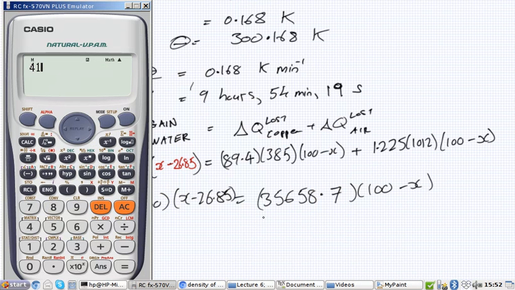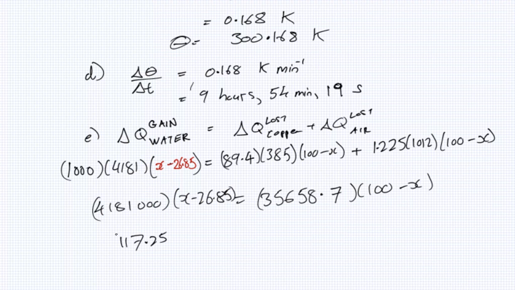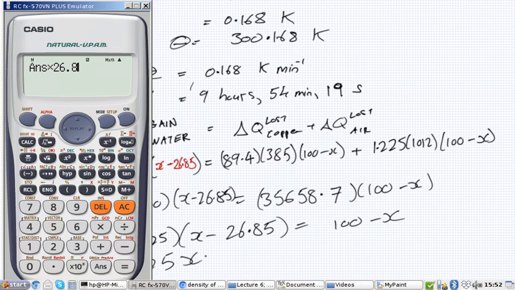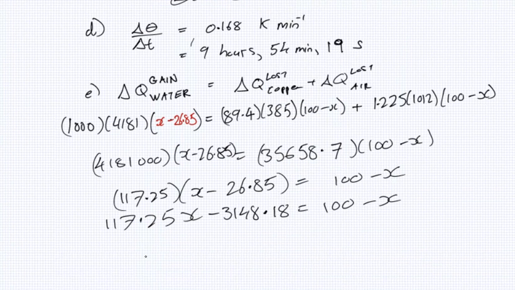So 4181000 divided by that last answer, I got 117.25. 117.25 times X minus 26.85 equals 100 minus X. So 117.25 X minus 3148.18 equals 100 minus X. So 118.25 X equals 3248.18.